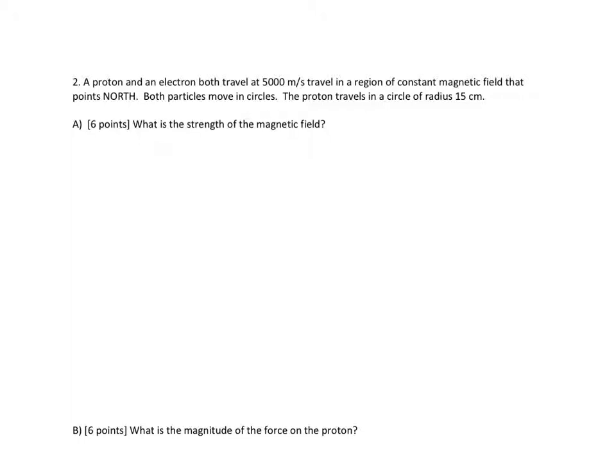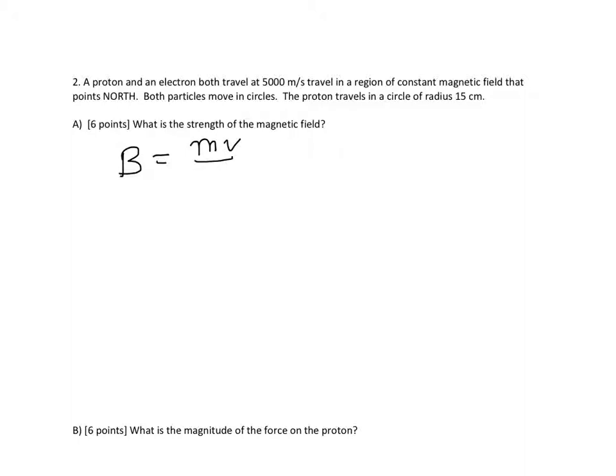Problem 2 has a proton and an electron both traveling at 5,000 meters per second into a region of constant magnetic field. You're told that they move in circles, and the radius of the proton's motion. So first, what is the strength of the magnetic field? In this case, we can use the formula for the cyclotron radius directly.